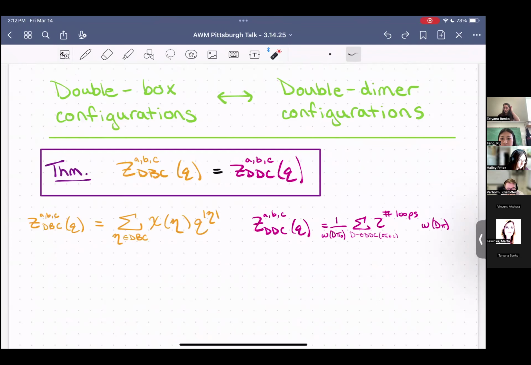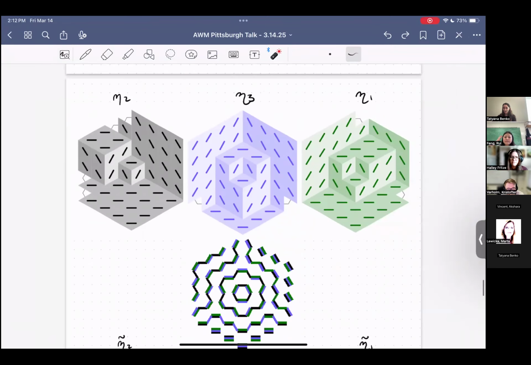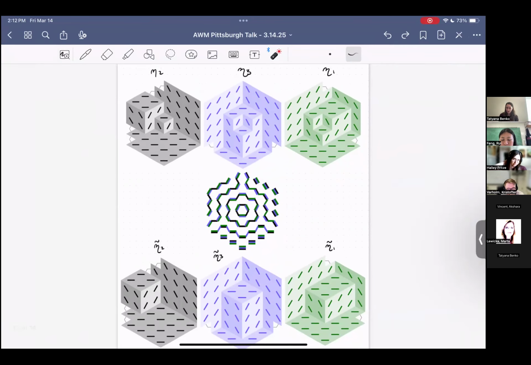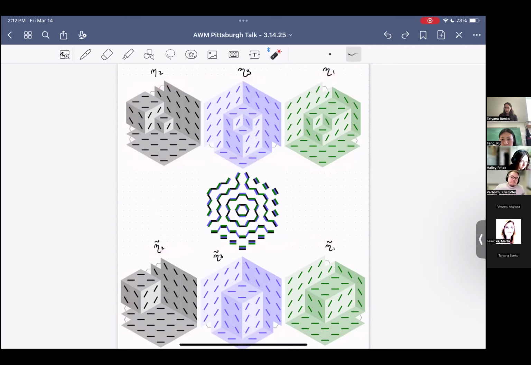And I'll show you just one example of why it's not just a bijection between these things. So here are two different double box configurations split up into their single plane partitions. And when you put all three of these together, they give you the same tripartite double dimer configuration. So it's not a bijection between the two, I guess is what it is to say here. And what it comes down to is where the movable type 2 boxes are, because these correspond to the loops in the double dimer configuration.